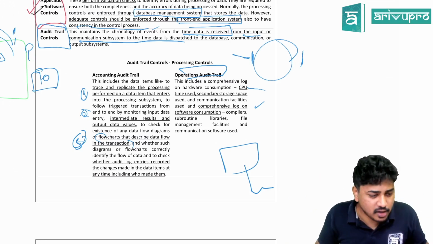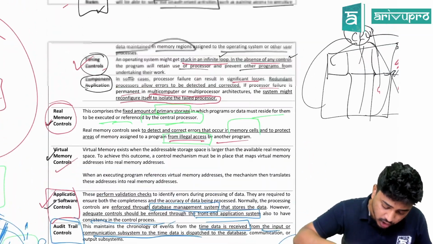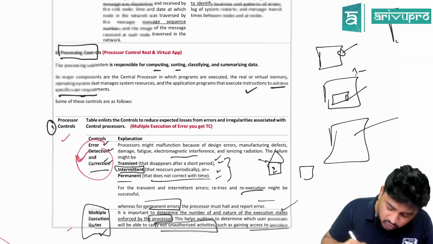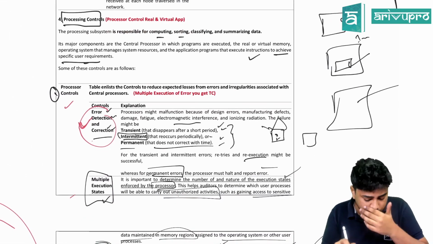Okay, remember it and go about it. That is more than enough. Now, what is the keyword for processor control? Processor control, what is the keyword?